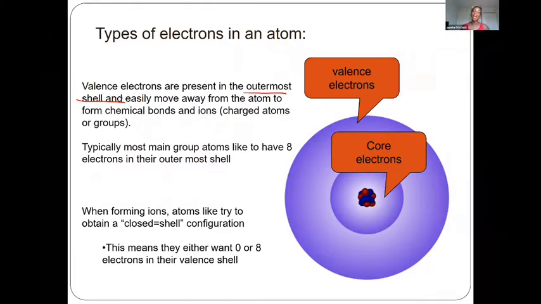So as ions are forming, we're really trying to obtain that closed shell configuration. What closed shell means is either my valence shell is completely full with 8 electrons, meaning I've gained enough to add 8 in there, or completely empty, meaning I've kicked everybody out to get down to 0. Now, whether or not an element is going to be gaining or losing electrons, again, is dependent on how many electrons are present there.